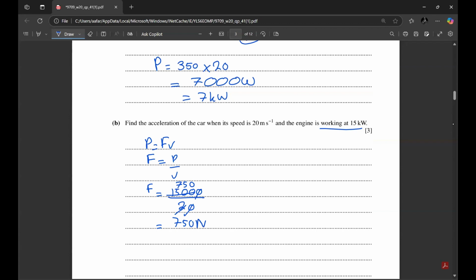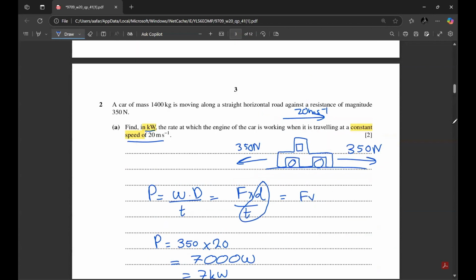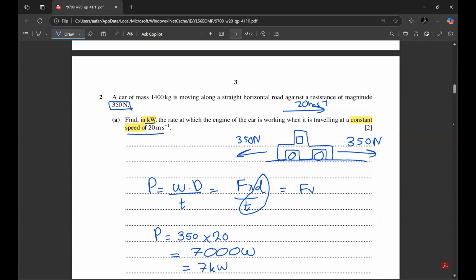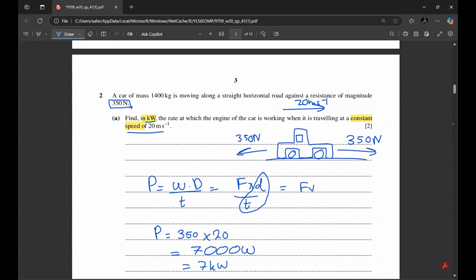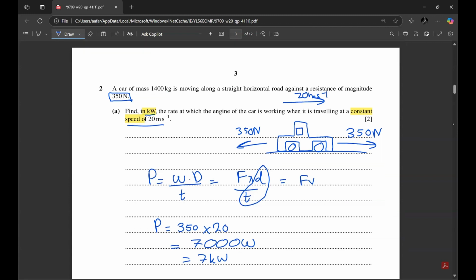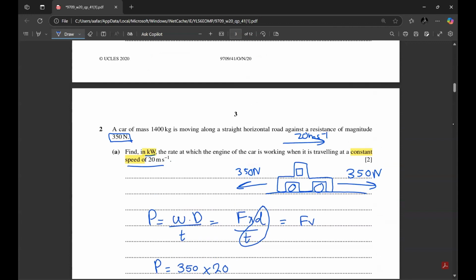Then 15 Newton. So let's take the car again. They gave us the resistance of magnitude 350 in the question statement, so that means this will hold true for all parts. But they gave us constant speed only in the specific part A, so that is only true for this specific part. Since the resistance is in the question statement, it still is facing resistance of 350 Newton.